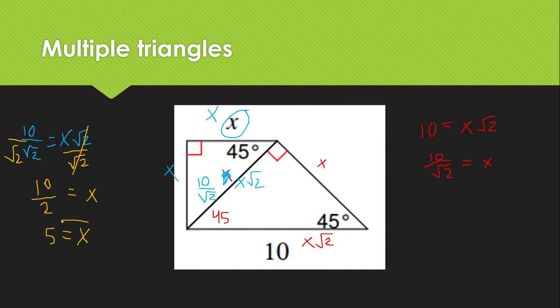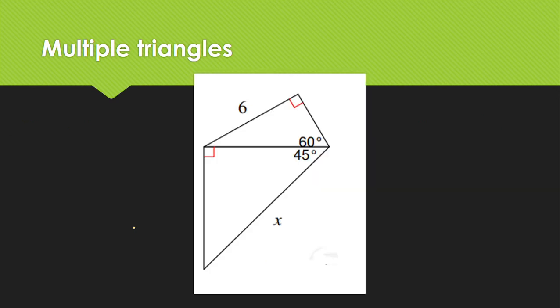So we have finally solved this problem. X is 5, and it was a lot of work, but this is the kind of thing you might see on the SOL. We'll do just one more, and then you could try the quiz. Here's another multi-step, multi-layer problem.